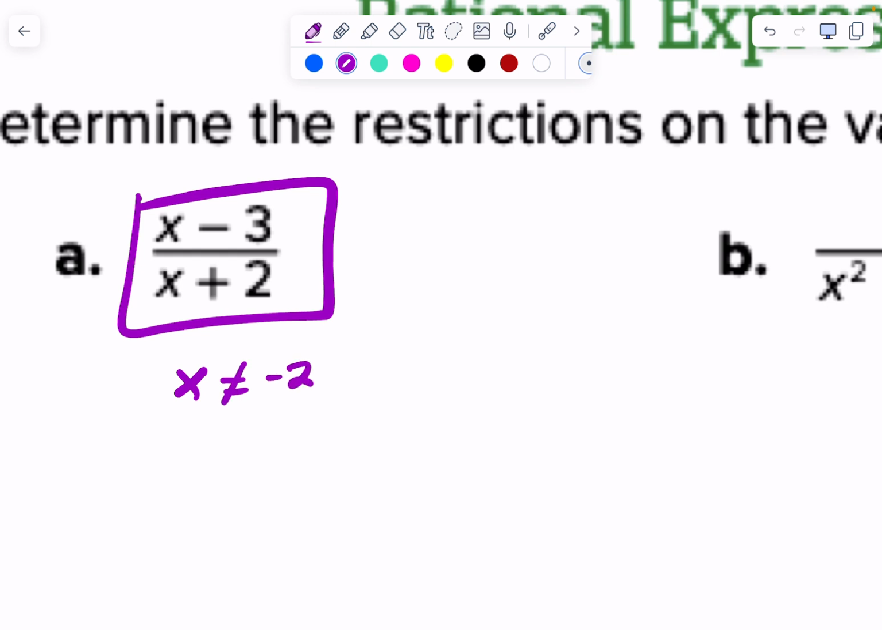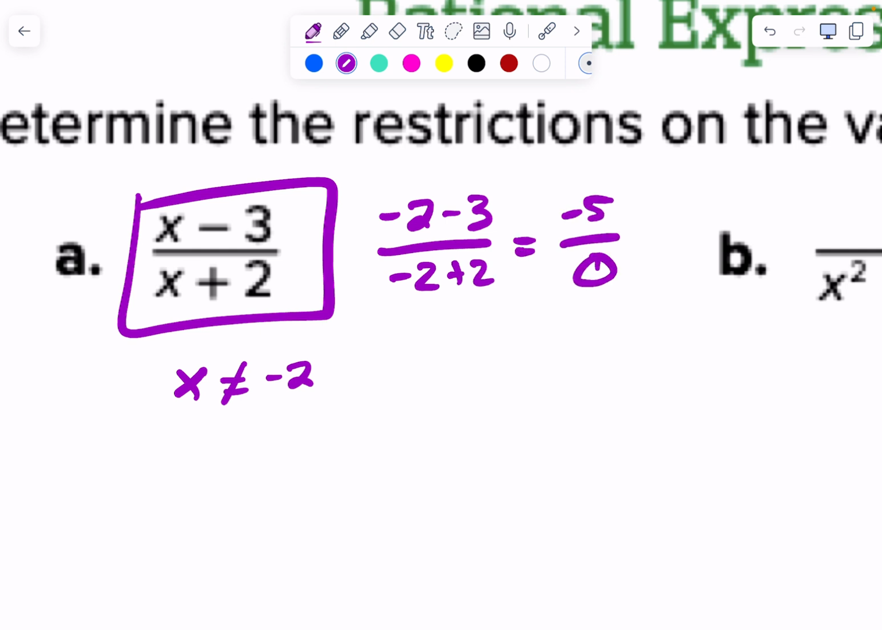Let's talk about -2, okay? Remington said x can't be -2. If I plug -2 in, I've got -2 minus 3 over -2 plus 2, right? That's -5 over 0. Can I have -5 over 0? No. Okay? But let's talk about 3.